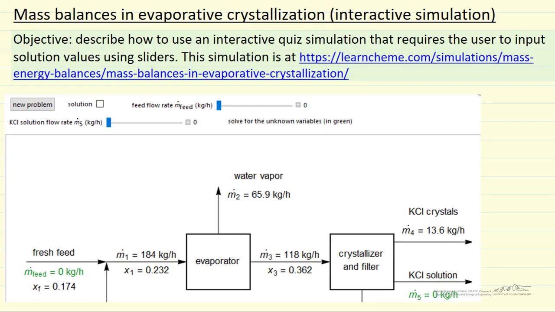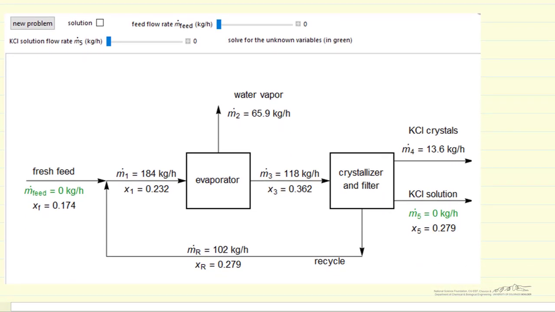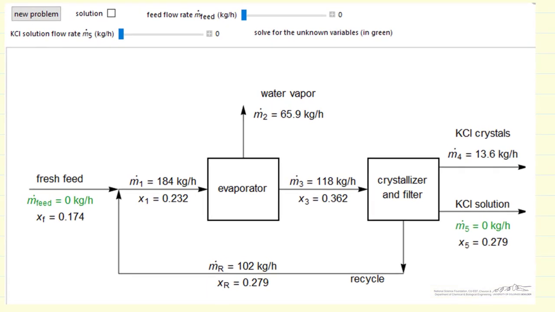I'm going to describe how to use an interactive simulation that does mass balances on evaporative crystallization. The simulation page will look like this. When we open it, we have in green the unknown values. In this case, the unknowns are the mass flow rate of the feed, which is a solution of KCl and water, and the mass flow rate of the KCl solution that's leaving the system mixed with these crystals.